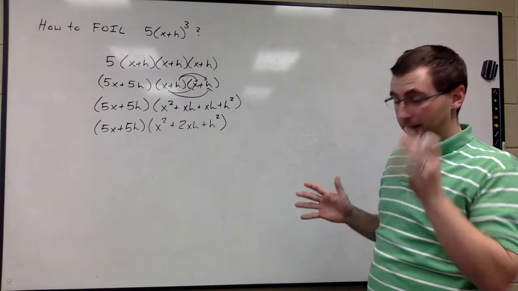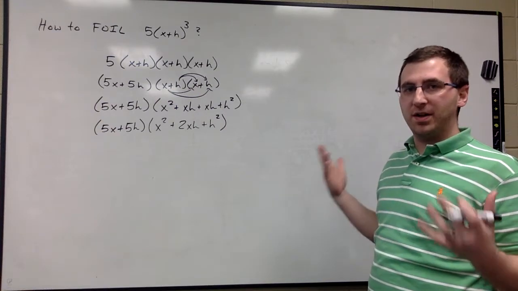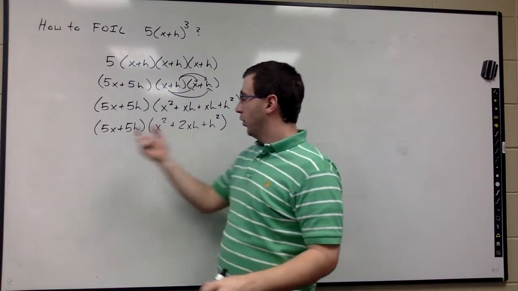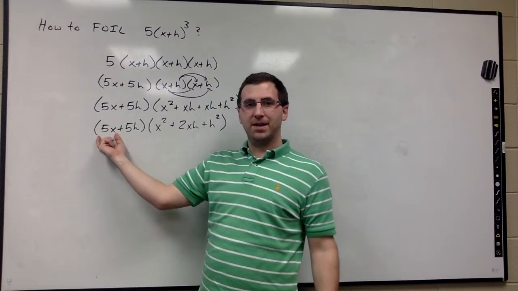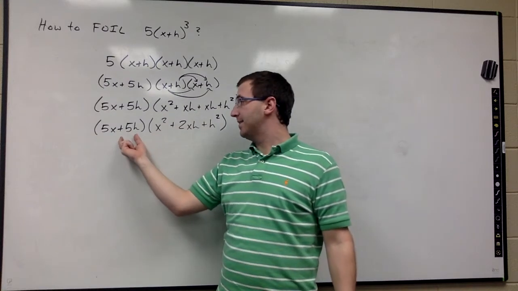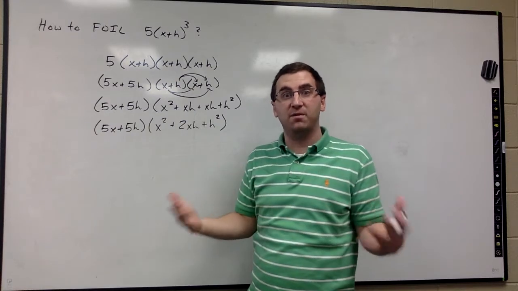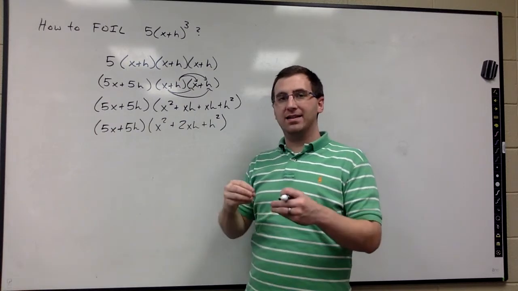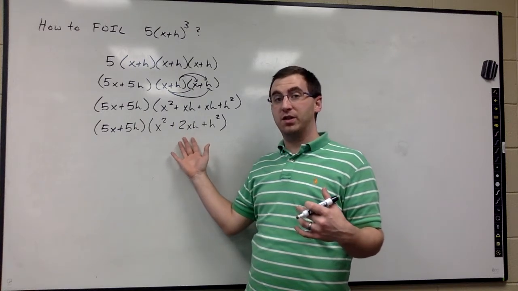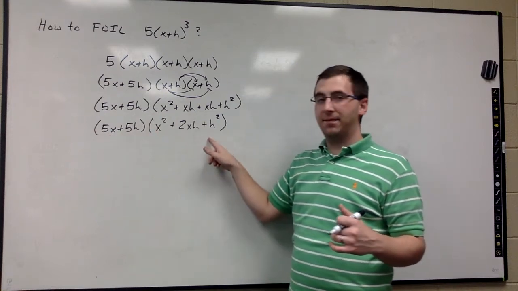This is when it gets a little tricky. Now, I do things a little differently just so I can organize my terms. But bottom line, we're going to multiply this 5x by everything in here, and then this 5h by everything in here. That's actually the FOIL process, but it's a little more extended because now we have a factor with 3 terms in it. So let's take 5x and multiply it by everything in here.